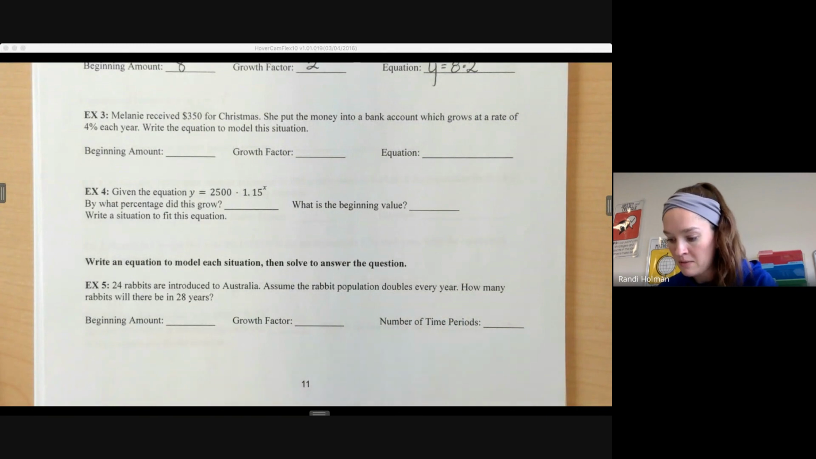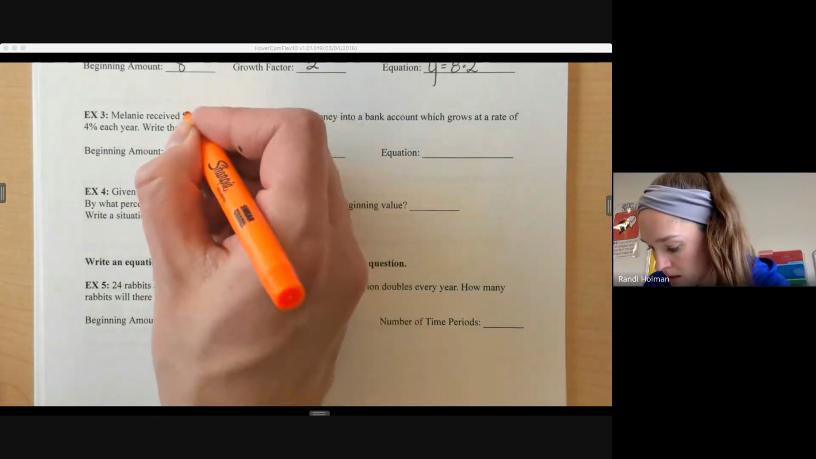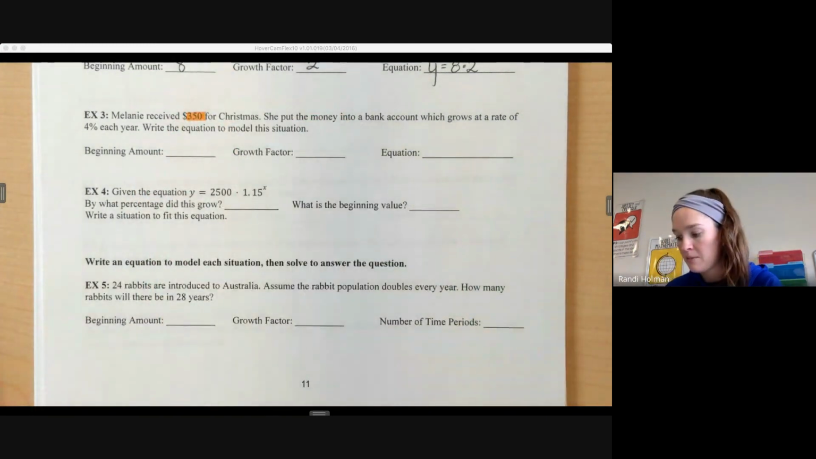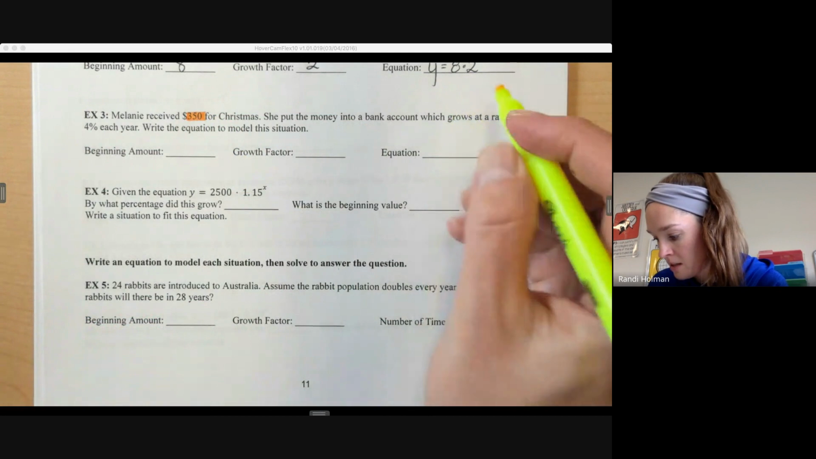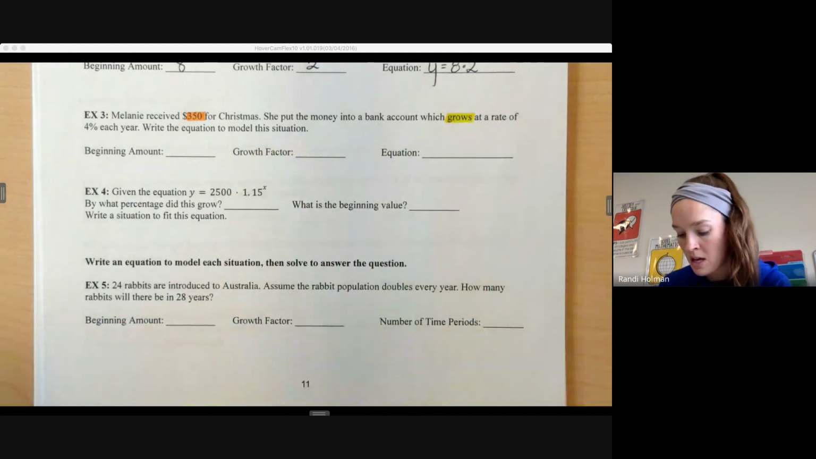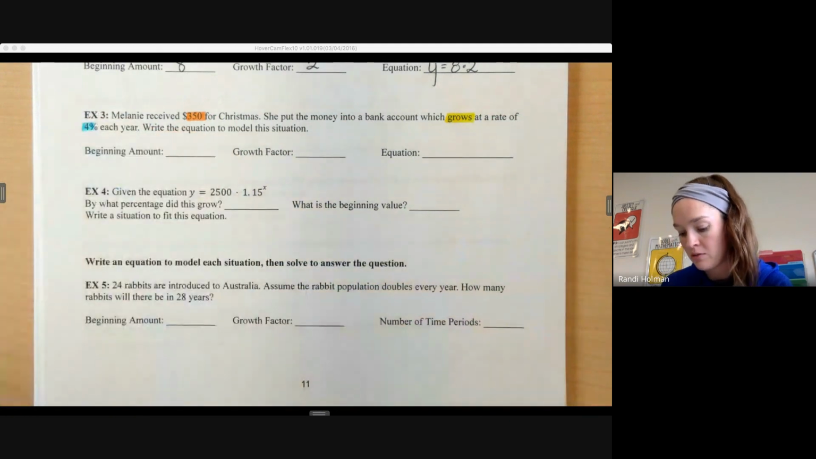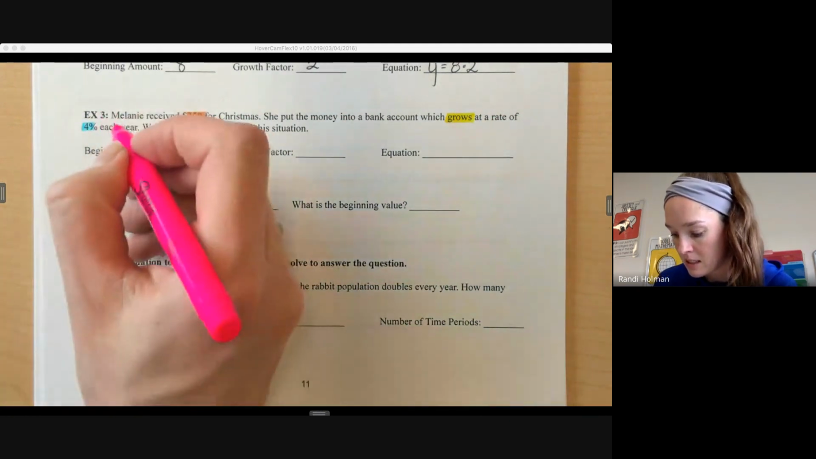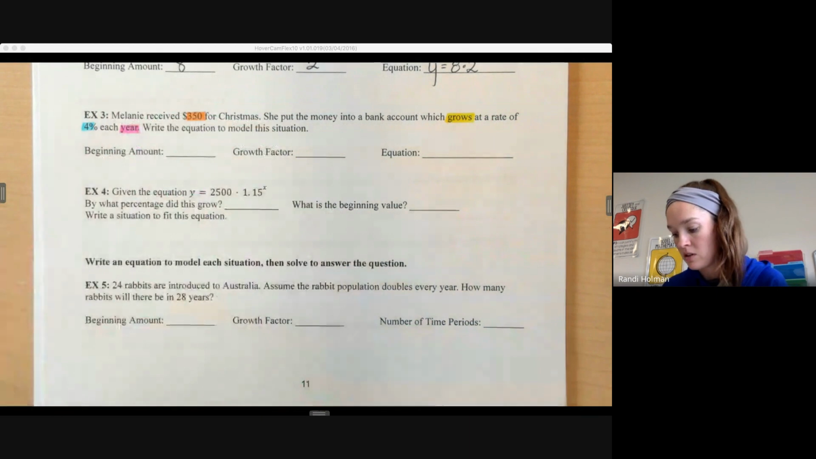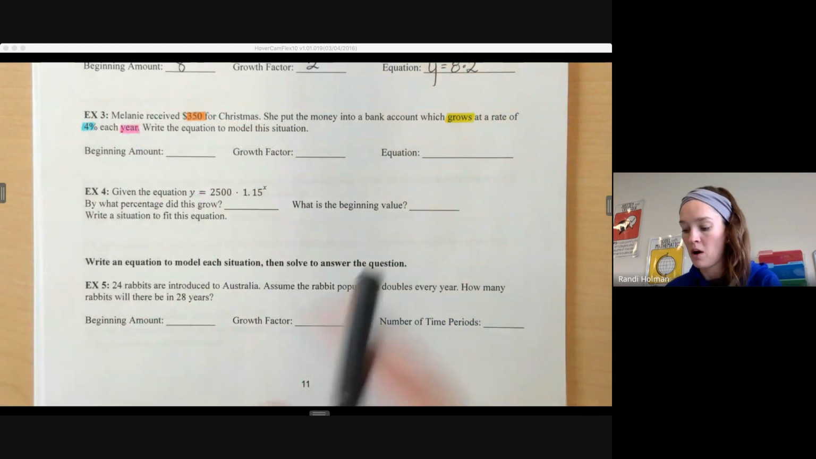Okay, Melanie received $350 for Christmas. We're starting off with $350. She put the money in a bank account, which grows at a rate of 4%. So we found two things there. It's growing, so we know we're dealing with exponential growth. And we have a rate of 4% each year. We also found out that it's each year, so our x values are years. Write an equation to model this situation.